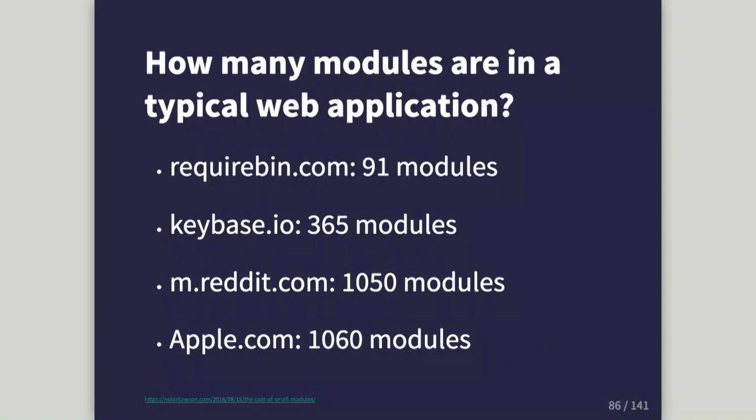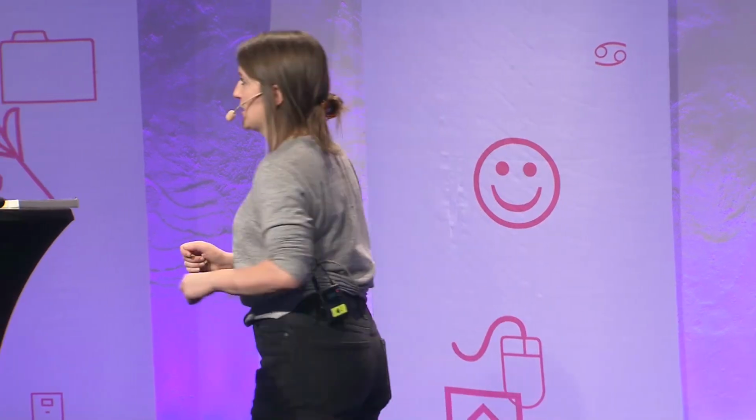What he does is he looks at how many modules are in a typical web application. And so he had a couple of examples here. We go from 91 modules in require bin all the way up to 1,060 modules in apple.com. And he says, ignoring the size of these modules, how does how we package them affect the time? And how does that time change as we increase the number of modules?